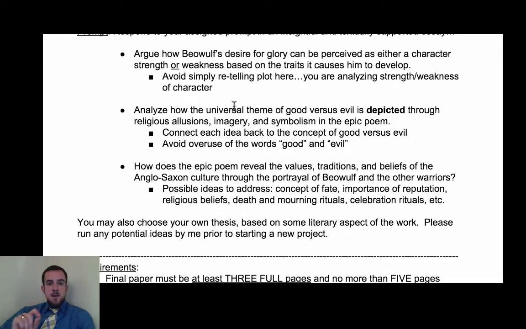Now, you notice that key word that is underlined, or. You need to pick one. Is Beowulf's desire for glory a strength or is it a weakness? There's a good argument for each one, but you need to decide. You can't say both. Ultimately, you'll pick one and then think of 3 reasons as to why it's a strength or why it's a weakness. Those will become your 3 body paragraphs.